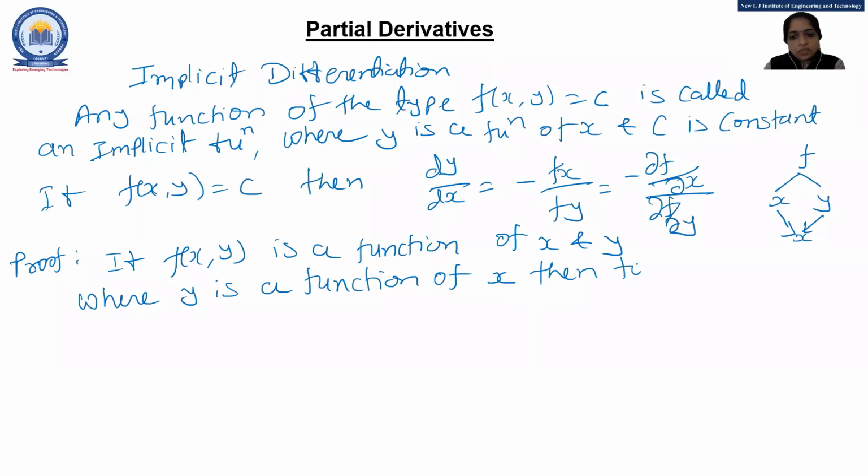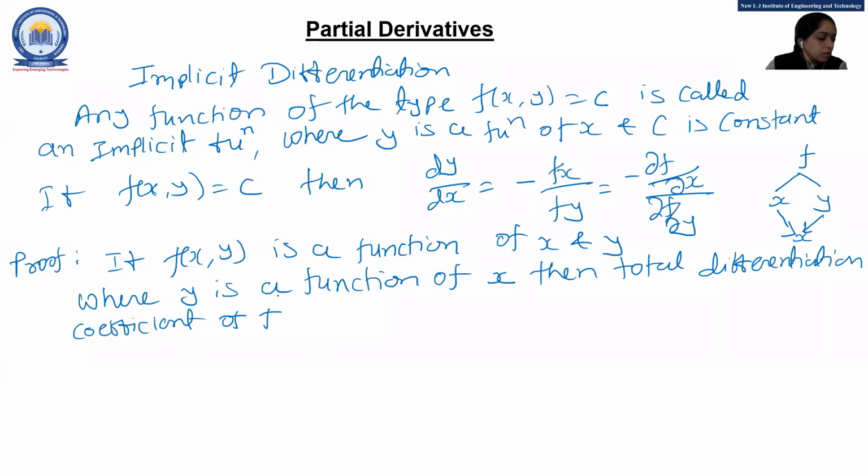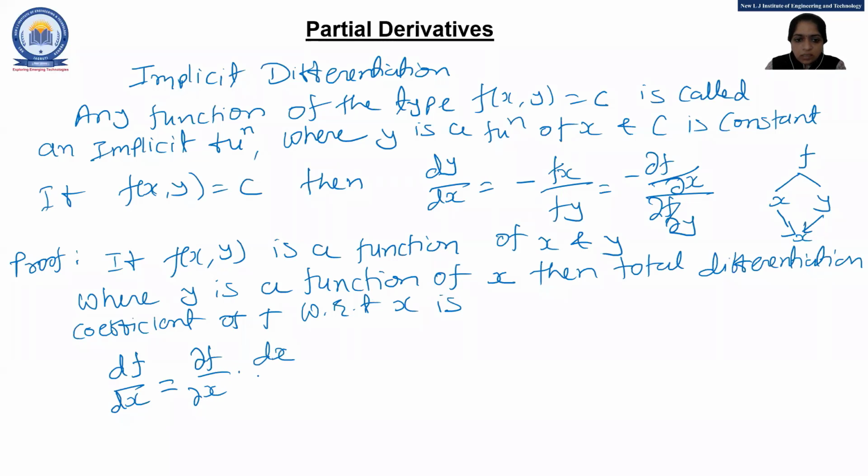then total differentiation, which we learned in our previous lecture, the total differentiation coefficient of f with respect to x is df. See, if we want to find the total derivative of f with respect to x, then this is df by dx is equal to, as we have to go from f to x, but there are two ways, one from x and the other from y, and f depends on two variables, so we are writing here partial derivatives, that is del f by del x into dx by dx, as x depends on itself only, plus f depends on y, so del f by del y into dy by dx.